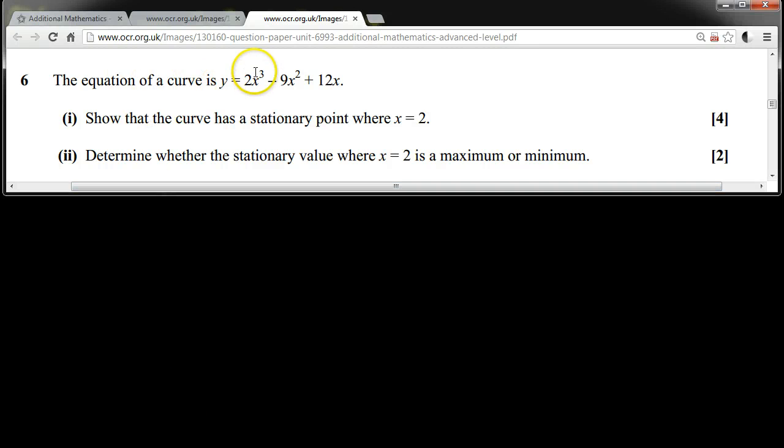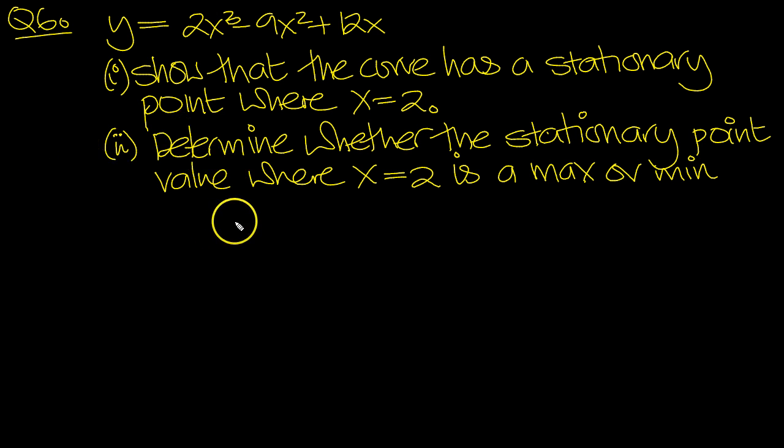The equation of a curve is y equals this. Show that the curve has a stationary point where x is 2. Determine whether the stationary value where x is 2 is a maximum or a minimum. So I've paraphrased the question here then. So let's have a look at it.